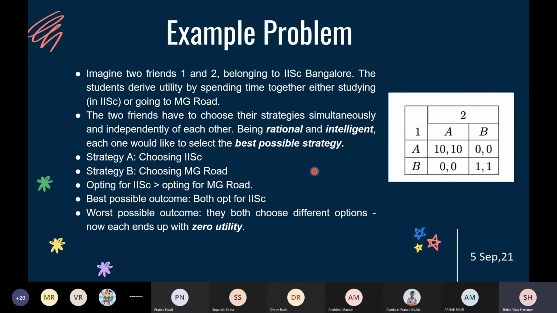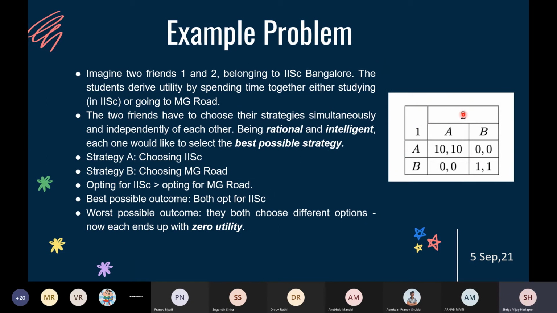Exam season is close by, so ideally both of them want to study, but they're also okay with going to MG Road and letting off steam and getting rid of the stress. Both friends have to choose their strategies simultaneously and independently, which means they don't know what the other person will choose. They are rational and intelligent, which means they want the best outcome for themselves, and they are game theorists. They know what all the outcomes could look like. I hope this is clear.